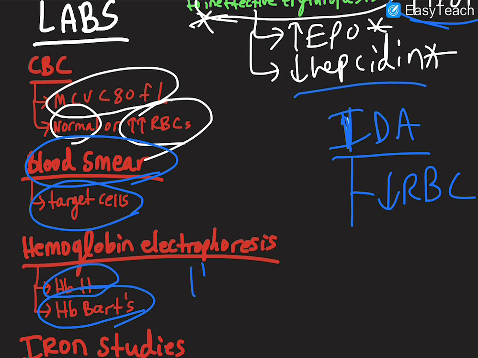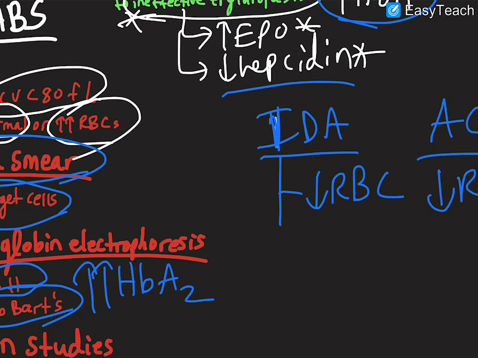Now, in alpha thalassemia, it's important to remember you're going to have normal hemoglobin A2, okay? This is not seen in beta thalassemia, which we'll talk about in the next video, where you have increased levels of hemoglobin A2 as a compensation mechanism. Because remember, hemoglobin A2 is made up of alpha chains and delta chains, okay? And remember, this is a type of adult hemoglobin.